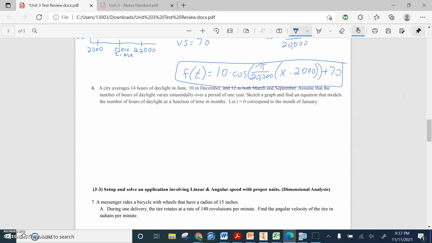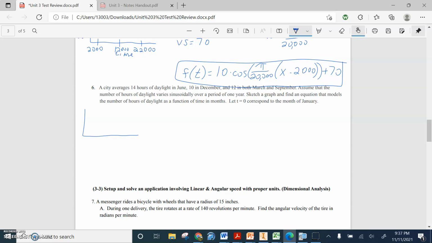So moving on, number 6, we got time. City averages 14 hours of daylight in June, 10 hours in December, 12 in both March and September. So, and we assume the number of hours varies sinusoidally. I'm pretty sure they made that word up, but we're going with it.